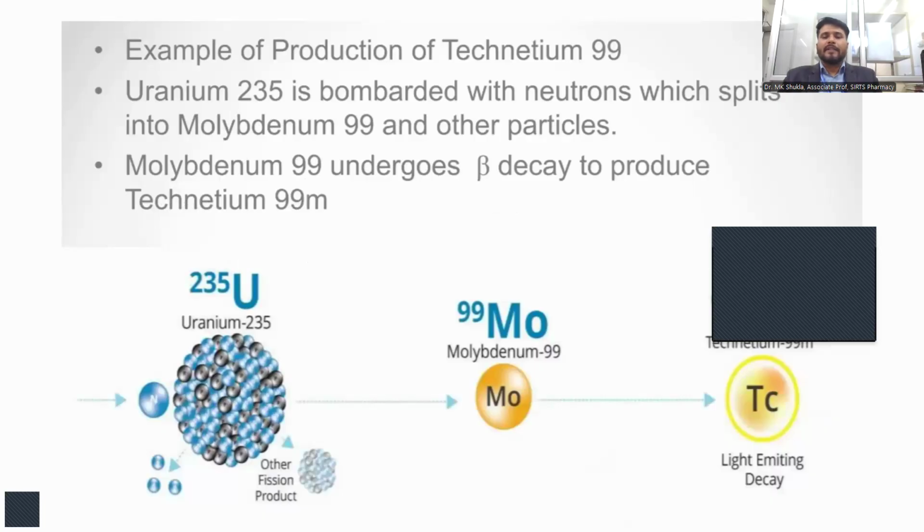Example of production of technetium-99m. Uranium-235 is bombarded with neutrons, which splits into molybdenum-99 and other particles. Molybdenum-99 undergoes beta decay to produce technetium-99m.